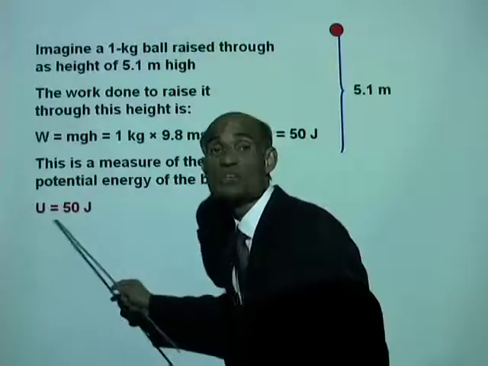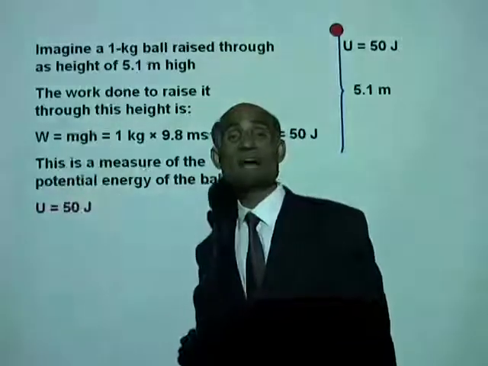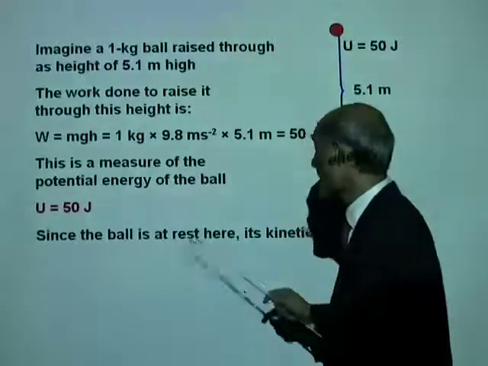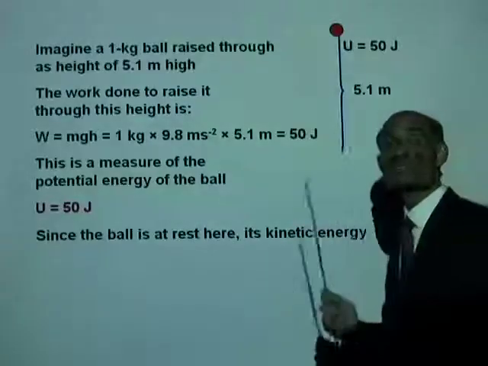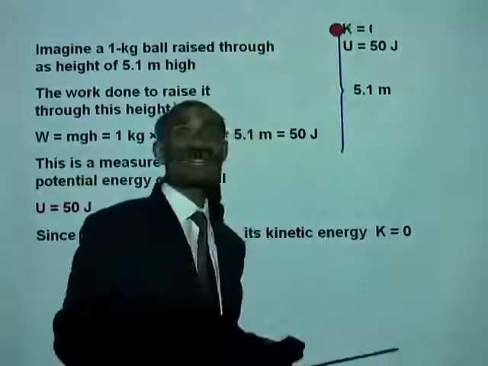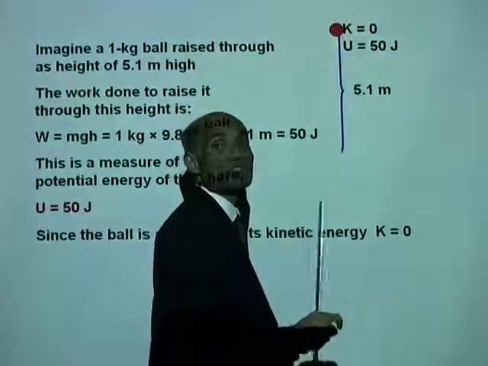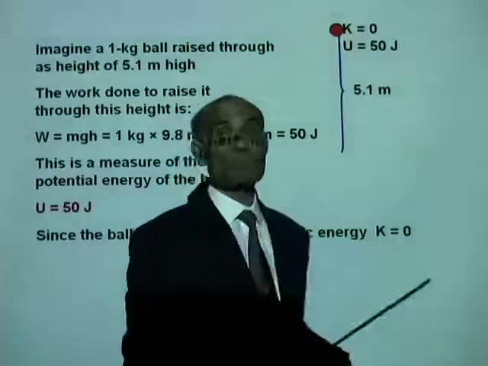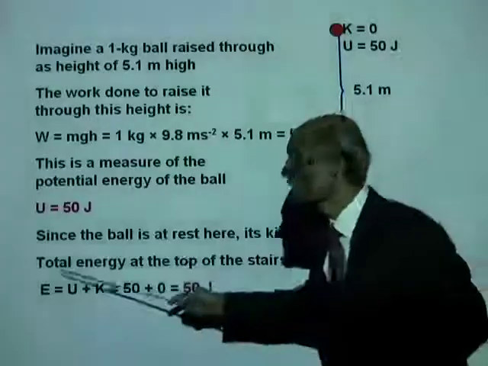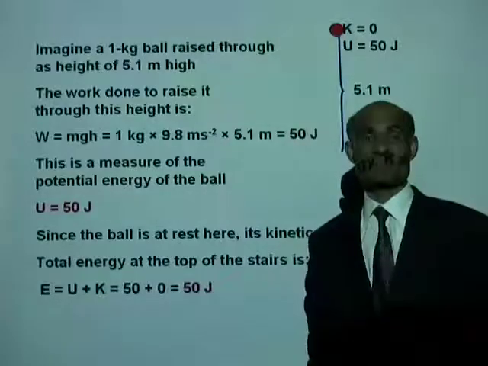Alright, so we say U equal to 50 joules at this position. When the ball is placed at the height, its potential energy is 50 joules. Since the ball is at rest here, its kinetic energy is 0. Is that right? We raise the ball and it is at rest there. Its kinetic energy is 0. So when the ball is at this position, its potential energy is 50 joules. Kinetic energy is 0. So what is the total energy at the top? The total energy is potential energy plus kinetic energy, that is 50 joules.